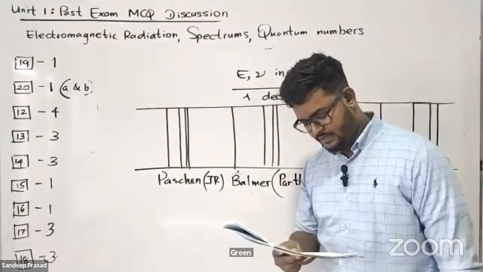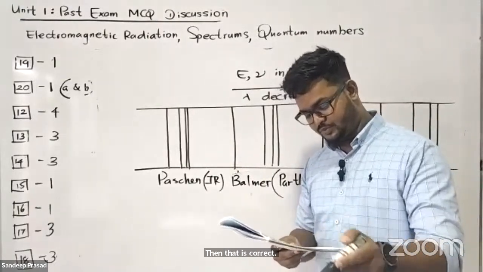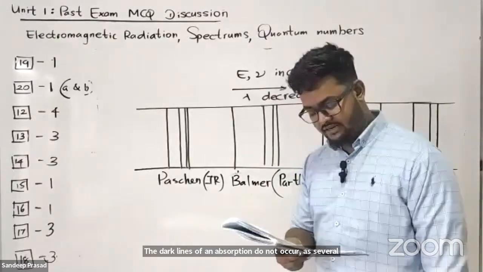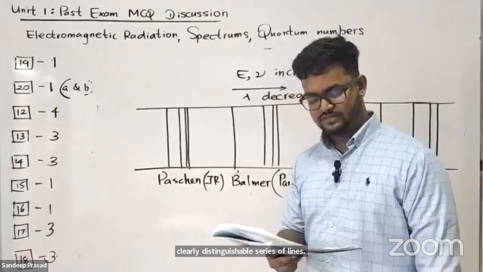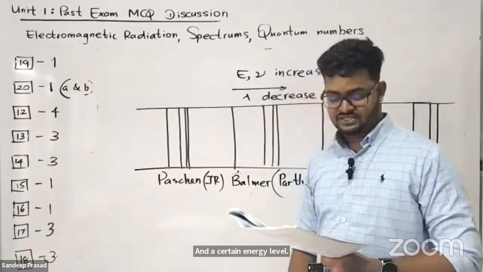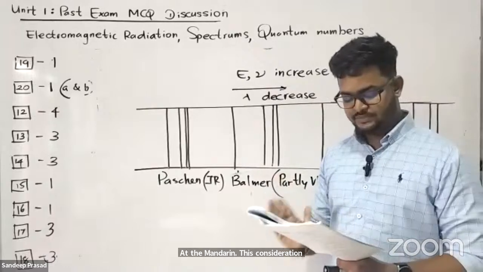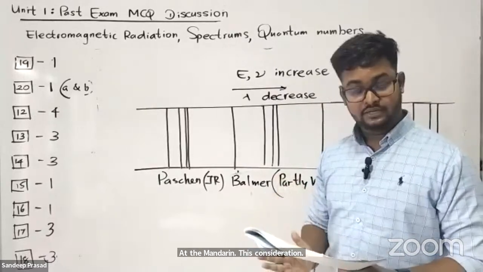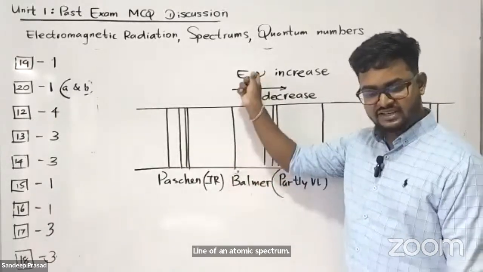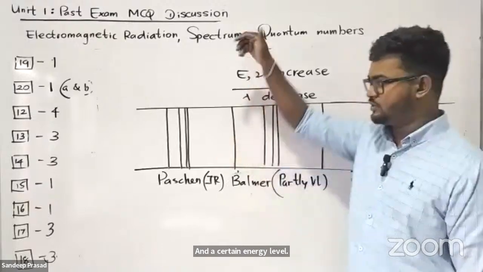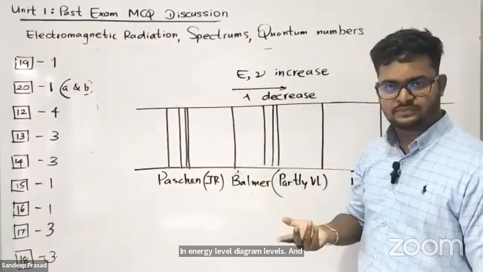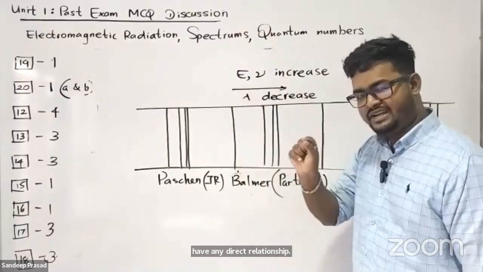Then that is correct. So the dark lines of an absorption spectrum do not occur as several clearly distinguishable series of lines. Wrong. There is no direct relationship between a given line of an atomic spectrum and a certain energy level under consideration. In the energy level diagram, energy levels and this line don't have any direct relationship, can you remember? What did I teach you in the theories?